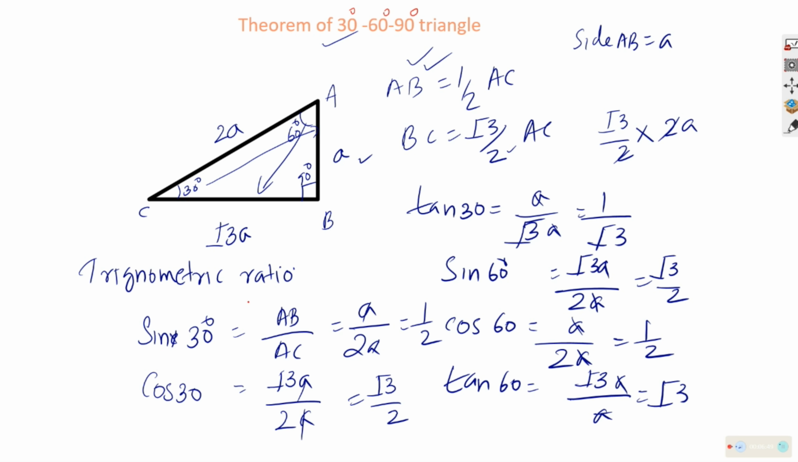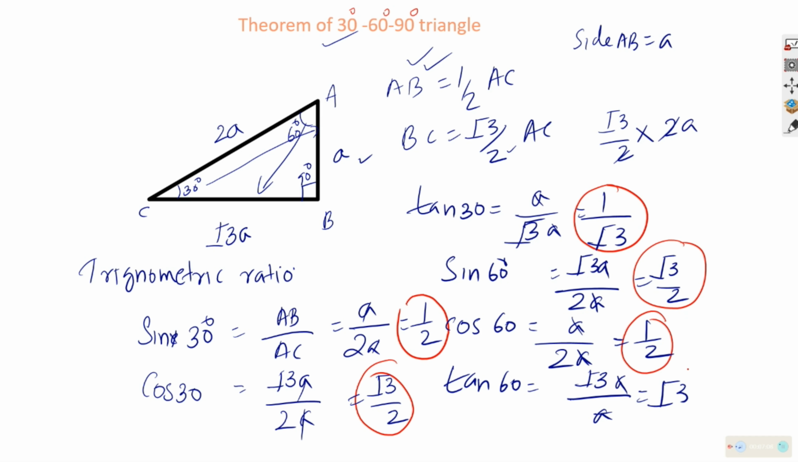Just remember that sine 30 is equal to half, cos 30 is equal to root 3 upon 2, tan 30 is equal to 1 upon root 3, sin 60 is equal to root 3 upon 2, cos 60 is having a value 1 upon 2 and tan 60 is having a value root 3.